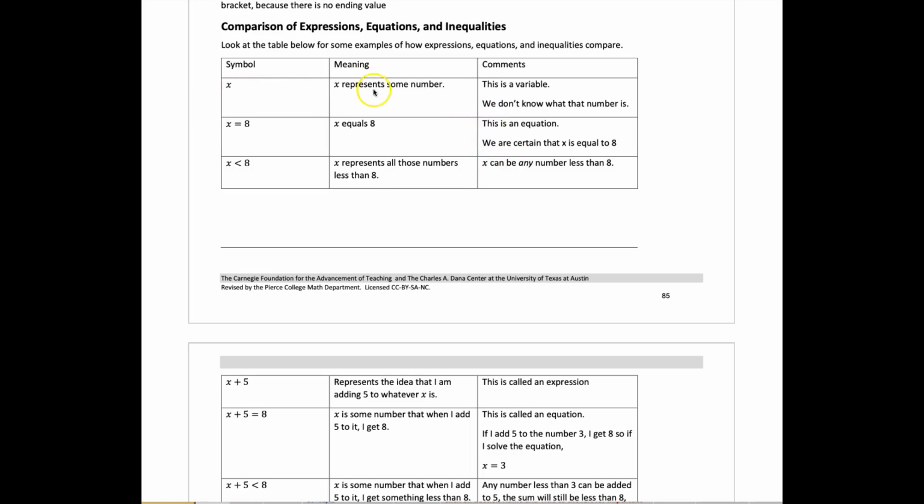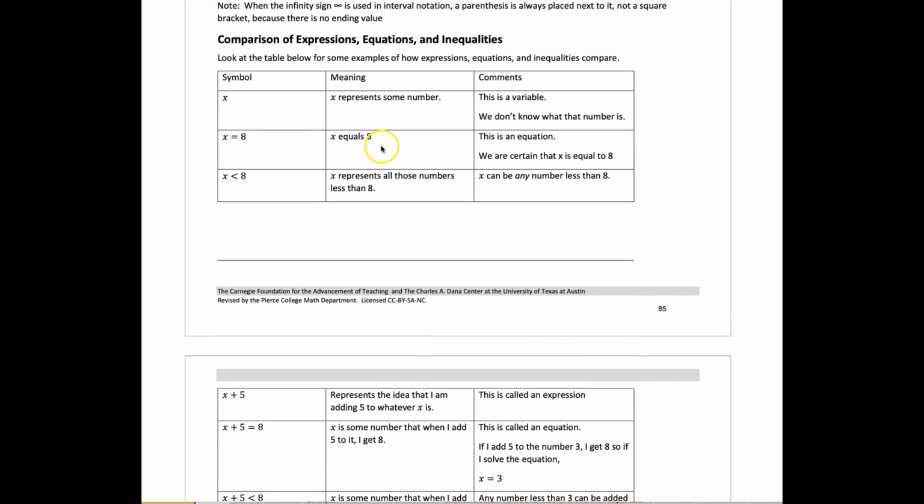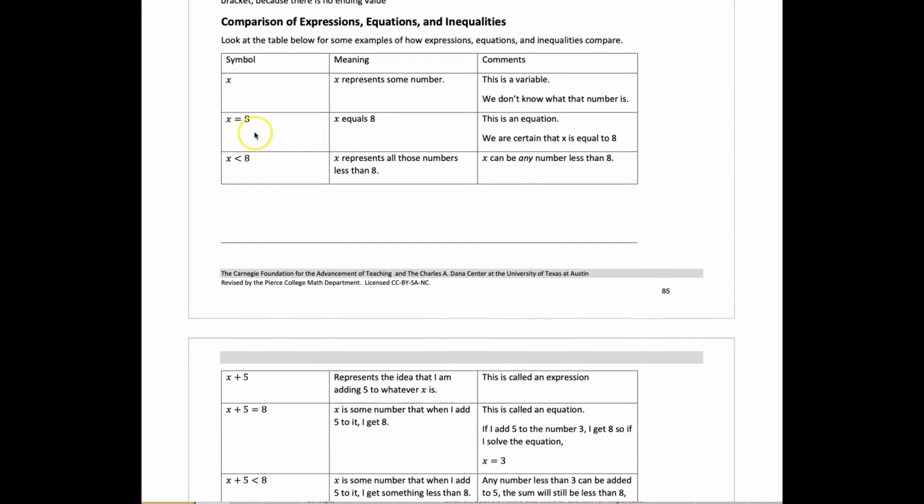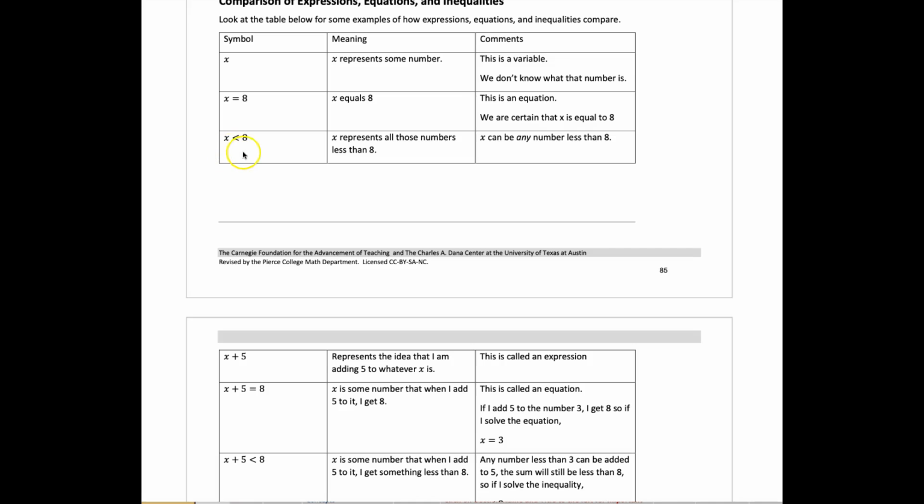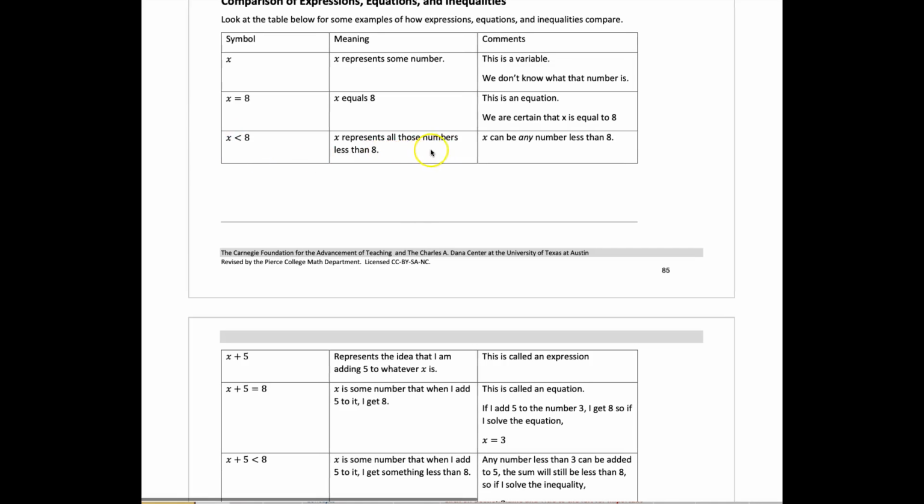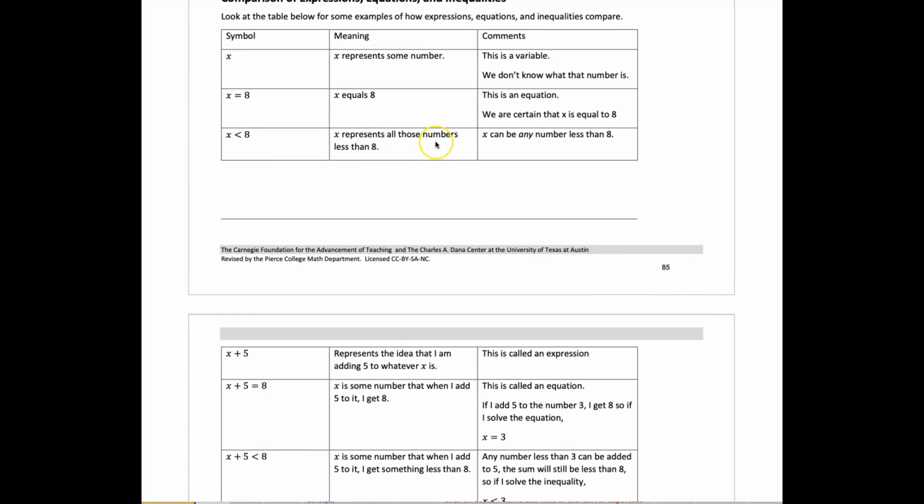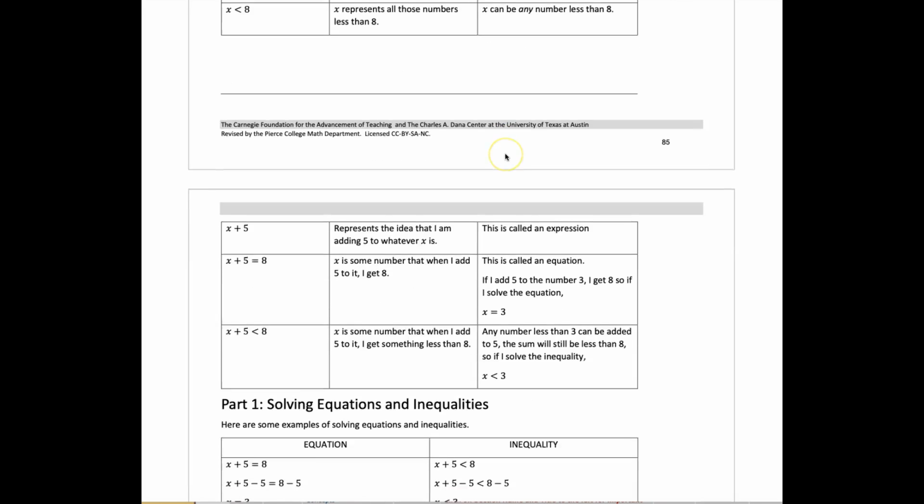Your x is just a variable. It just represents some number. X equals 8 is an equation here that says the number we're thinking about is equal to 8, whatever that is. This is an inequality here. The number I'm thinking about has to be all the numbers smaller than or less than 8. X, the number that we're thinking about, can be any number less than 8.